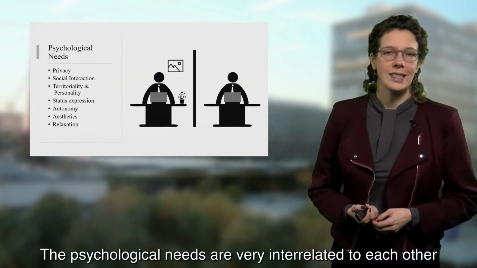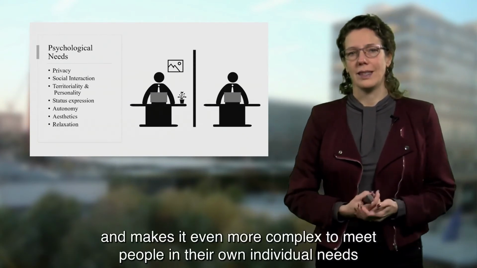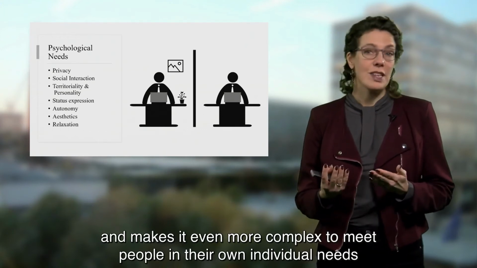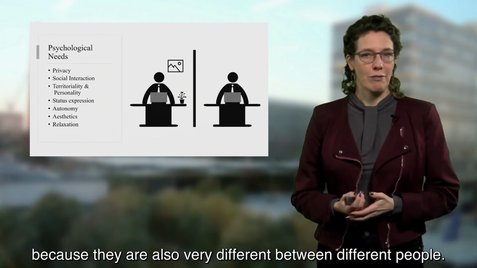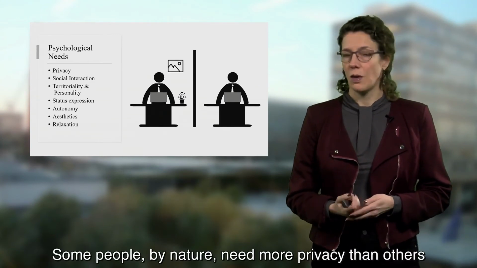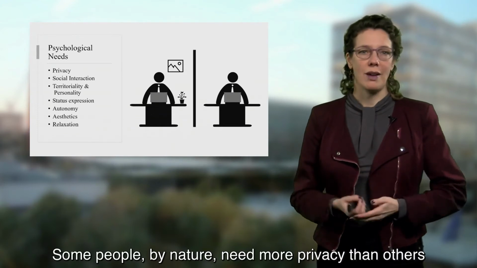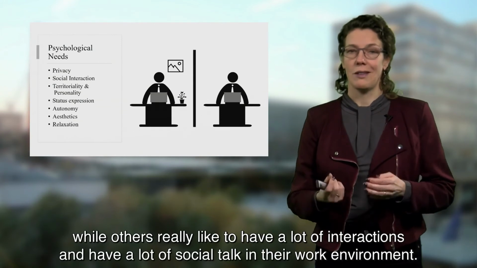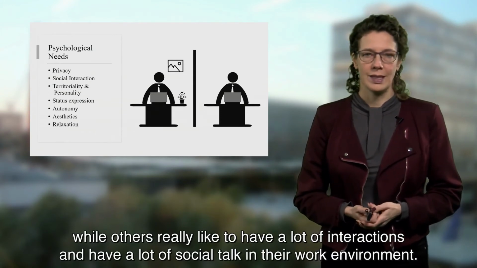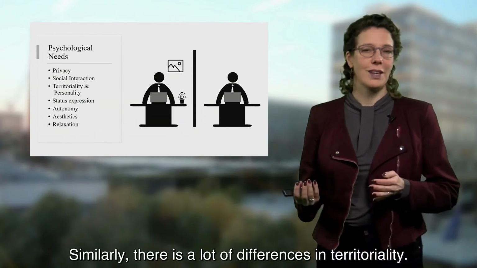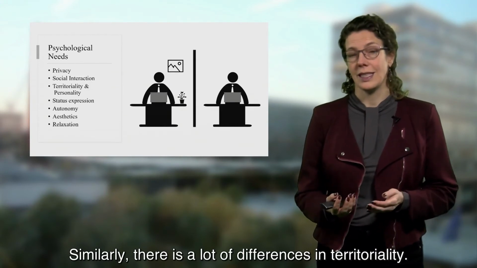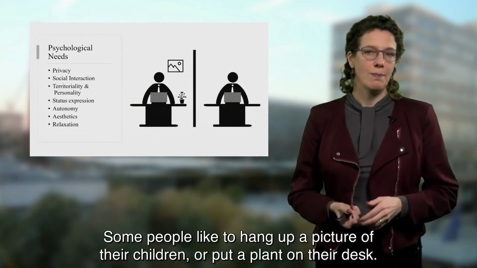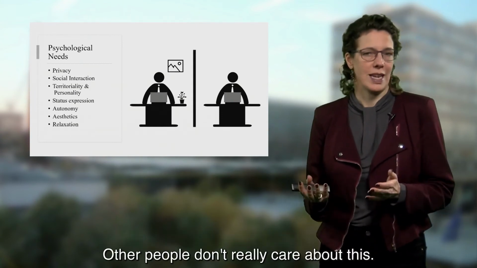The psychological needs are very interrelated to each other, which makes it even more complex to meet people in their own individual needs, because they're also very different between different people. Some people by nature need more privacy than others, while others really like to have a lot of interaction and social talk in the work environment. Similarly, there are a lot of differences in territoriality, where some people like to hang up a picture of their children or put a plant on the desk. Other people don't really care about this.